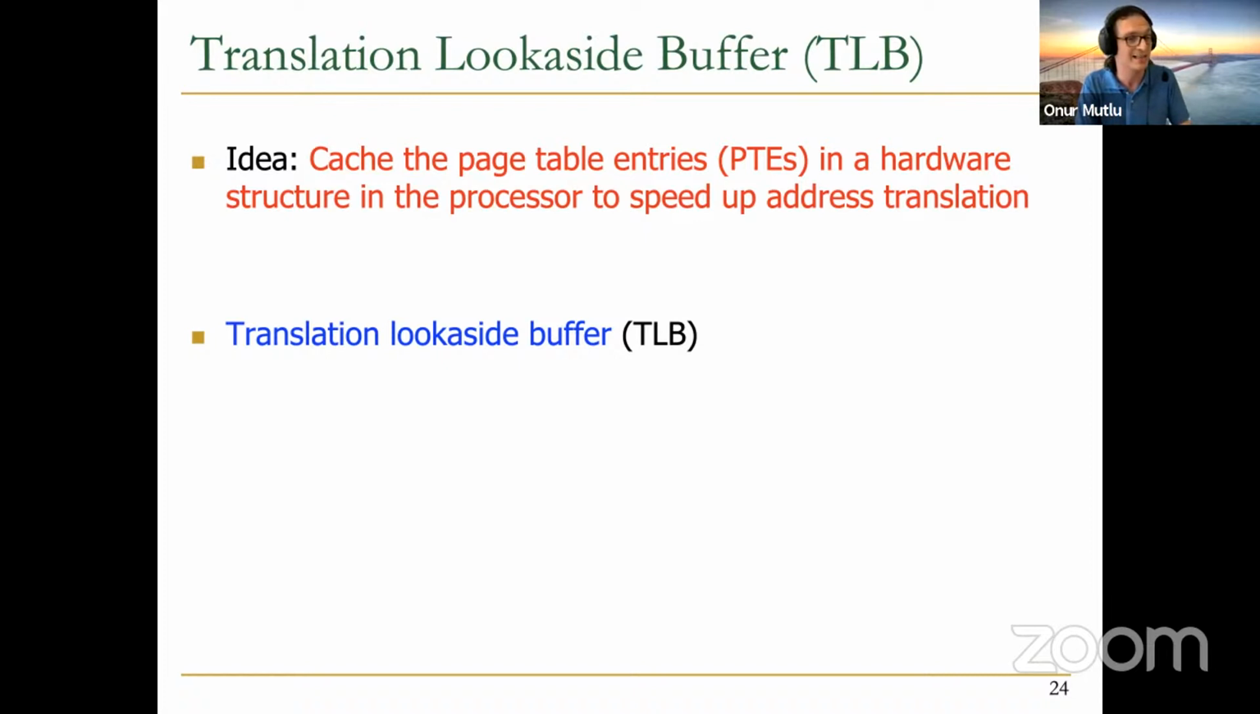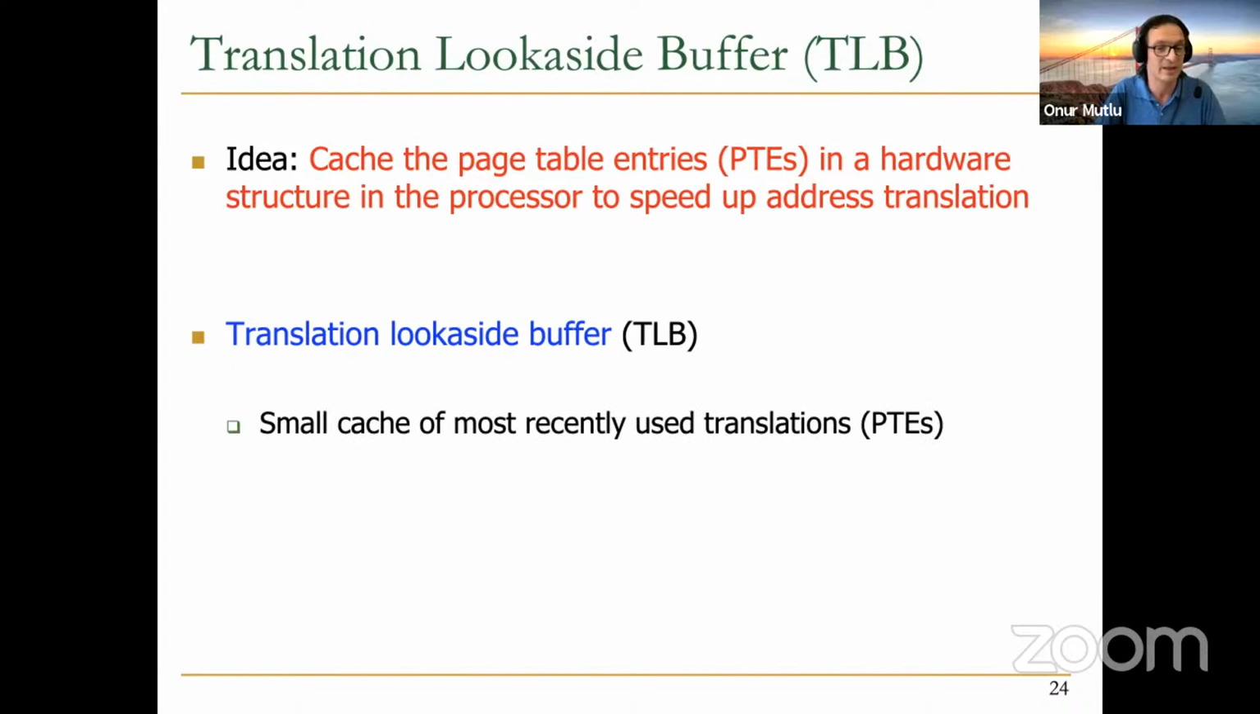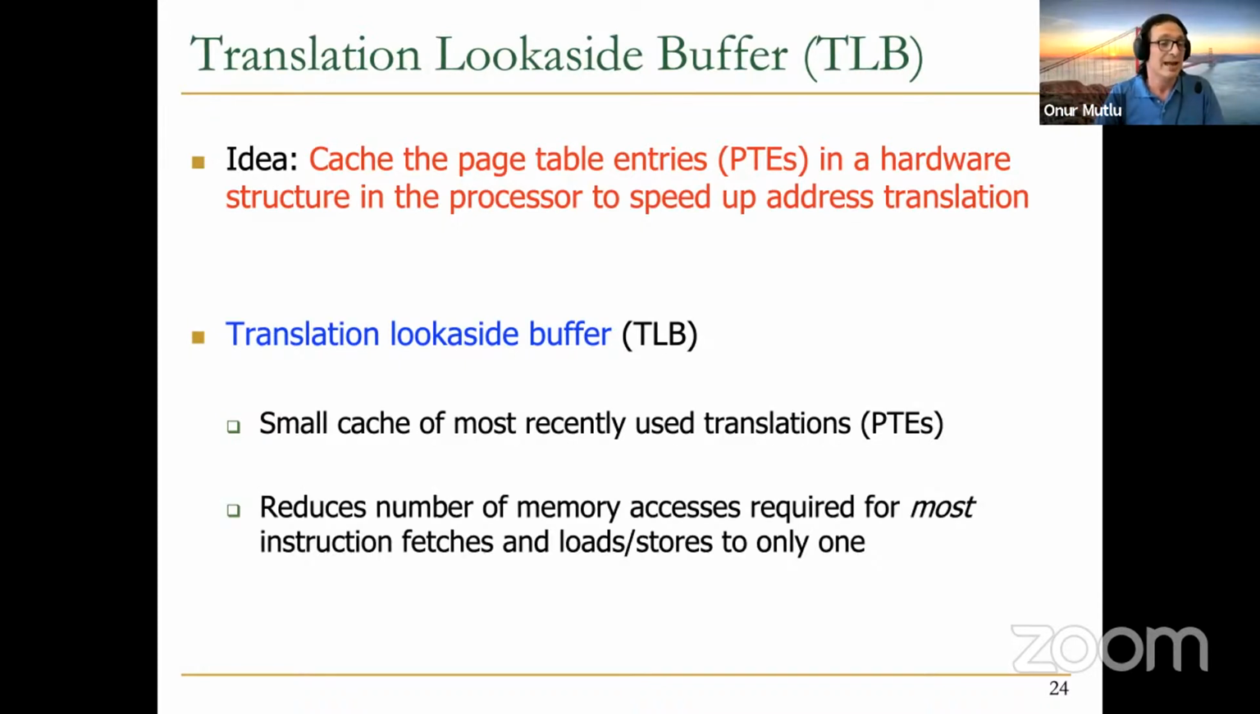And we have seen that data has locality, spatial and temporal locality. It's going to be no different in this case. So it's really a small cache of recently used translations, or PTEs, page table entries. In fact, in each TLB entry, you have a page table entry. And the idea is to reduce the number of memory accesses required for most instruction fetches and loads and stores to only 1. Well, not even 1 actually, because the translation look-aside buffer cannot be considered memory. It's really a cache. So basically, you reduce it to a cache access. You get the translation right away without even accessing memory. But of course, for the first time, you need to bring the translation from memory into the cache and store it there, into the translation look-aside buffer.